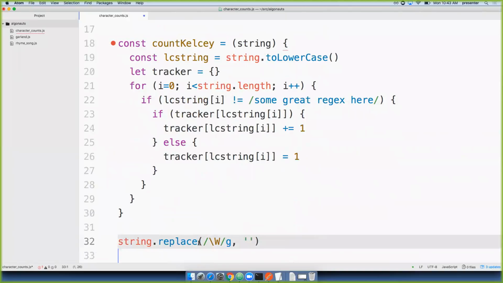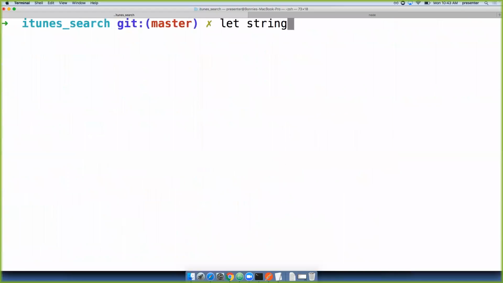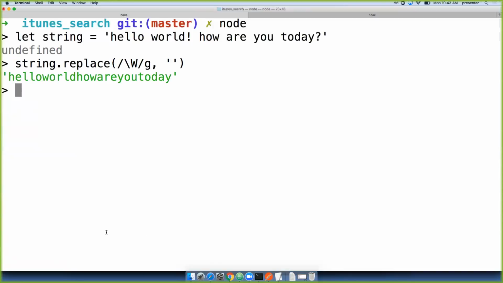And you probably just replaced it with an empty string. Let's take a look at that. That's awesome. So in node, let string equal hello world, how are you today? And now if I do string.replace, very nice. Check that out. So I took away all the spaces and I took away the punctuation. Anything that wasn't a word character.